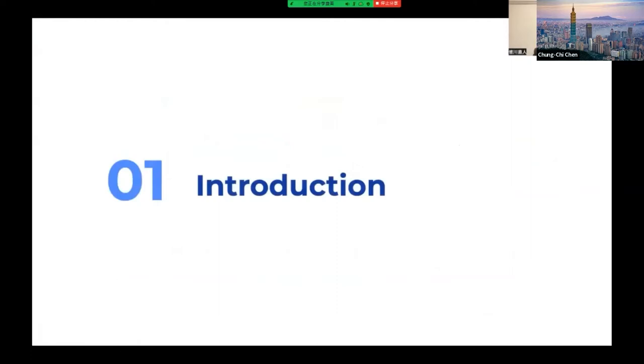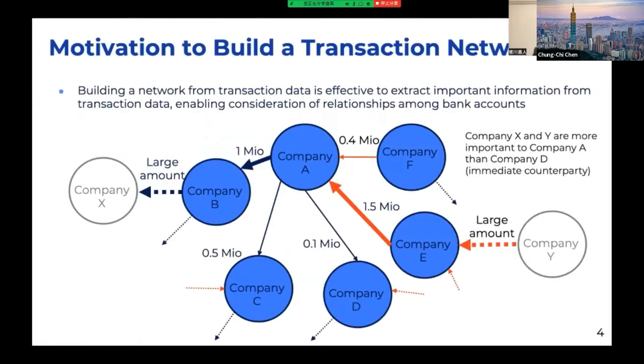So here's the introduction. First, we will present motivation to build a transaction network. Building a network from transaction data is effective to extract important information from the data. This diagram illustrates that sometimes the counterparty, which is not the immediate counterparty, could be more important to a specific counterparty. In this example, company A does transactions with different companies. They have immediate counterparties who send or receive large amounts of money, like company B and E, while they have transactions with small amounts with company D and F.